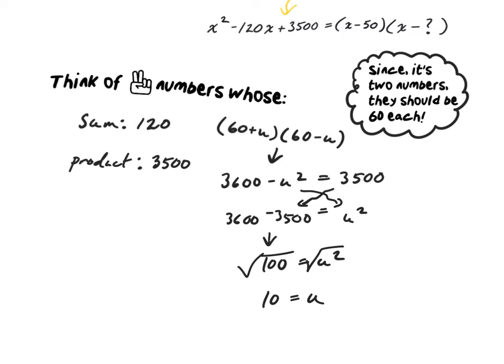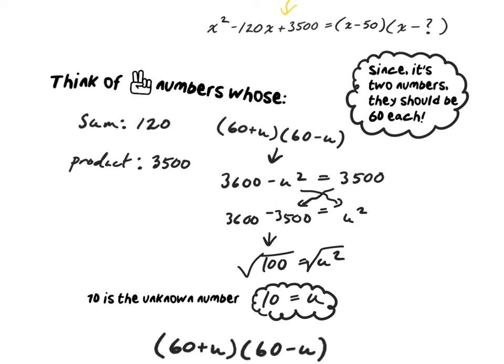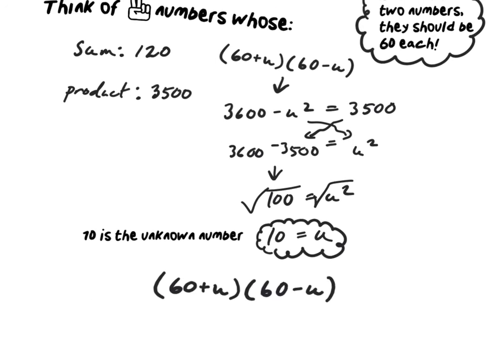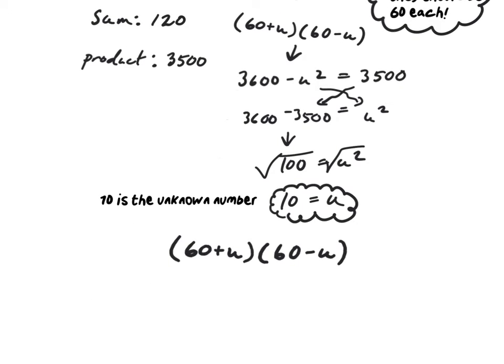That means 10 is our unknown number. So I could put a 10 there, and I can put a 10 there. So let's add it up. 60 plus 10 is 70. And then 60 minus 10 is 50. So these are my actual solutions.